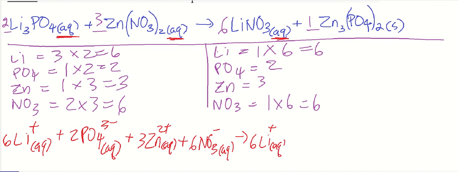Lithium has 1 positive charge when it's an ion, and then there's 6 nitrates. Nitrate has a 1 negative charge, and all right, this one is not aqueous. It's not soluble, so it doesn't dissolve. That's what that S stands for. It's a solid. So we're going to write that just the way it is.